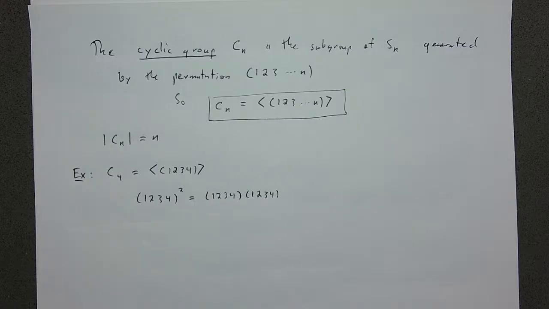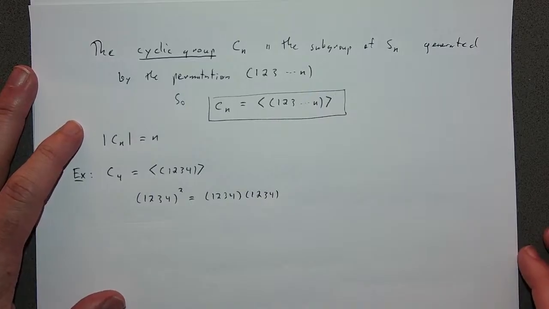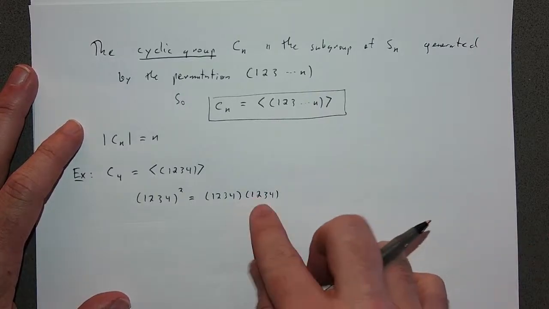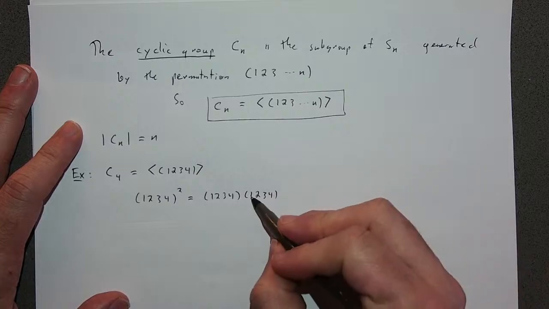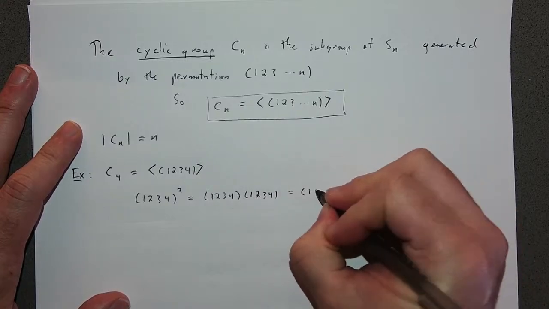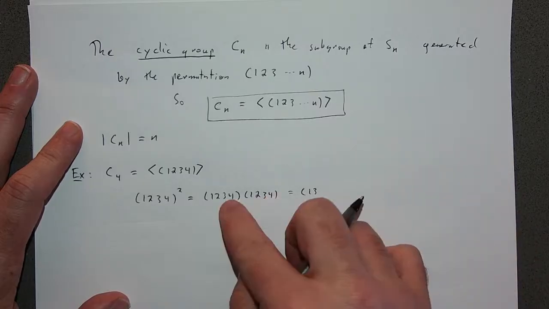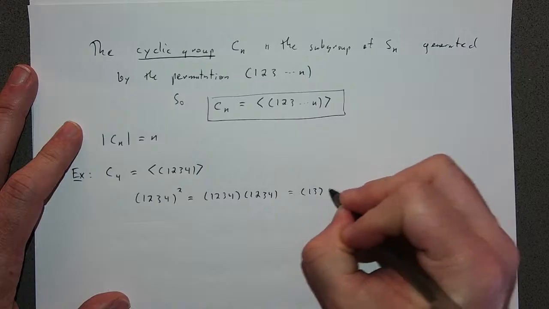You'll pass back and forth between product and composition, but a product is a composition of these permutations, right? So that's what's going on here. So let's see what this is. Remember, we go right to left here. So 1 goes to 2, and then 2 goes to 3. So in cycle notation, this is 1 and then 3. Here, 3 goes to 4, 4 goes to 1. So I close this cycle.